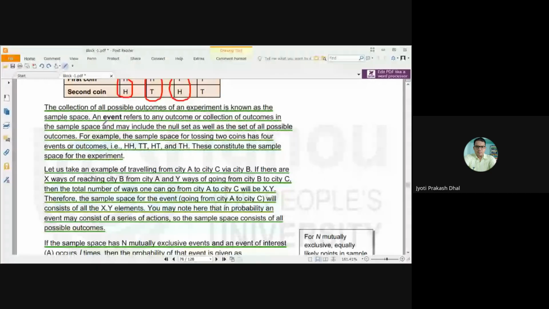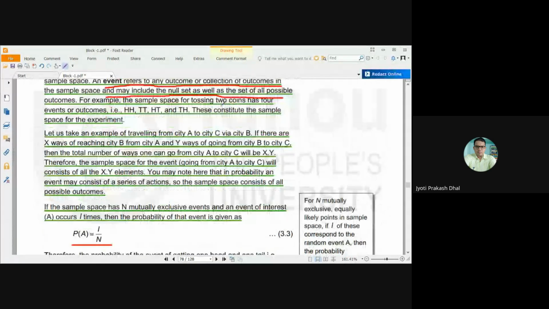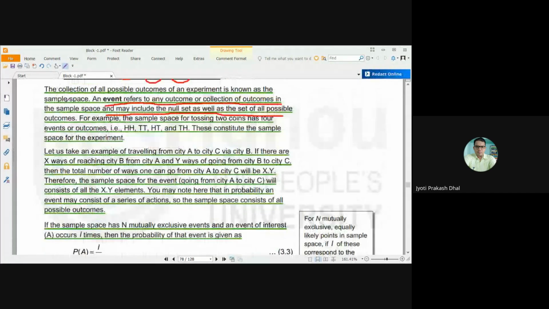And another term that is called event. The event refers to any outcome or collection of outcomes in the sample space, or may include the null set as well as the set of all possible outcomes. For example, the sample space of tossing two coins has four events. So if we toss two coins simultaneously, it has four events or four outcomes.